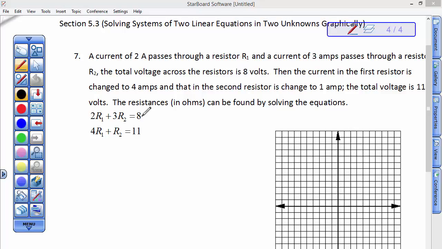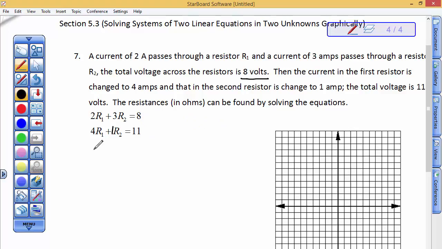And likewise, the next sentence says the current in the first resistor is 4 amps, so 4 times R sub 1. The second resistor 1 amp, so 1 times R sub 2, for a total voltage of 11. In case you're wondering, I think it's called Ohm's law: voltage equals current times resistance. So that's why they're saying that the total voltage is 8 volts and the total voltage is 11 volts, because we're taking current times resistance plus current times resistance.